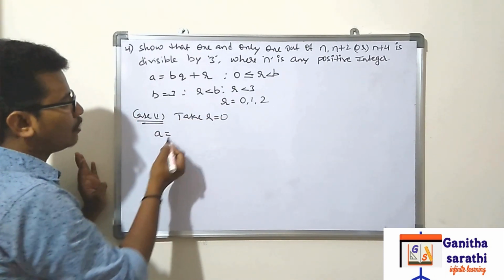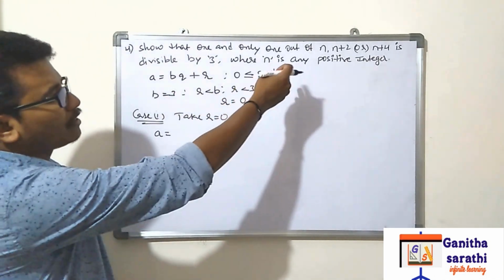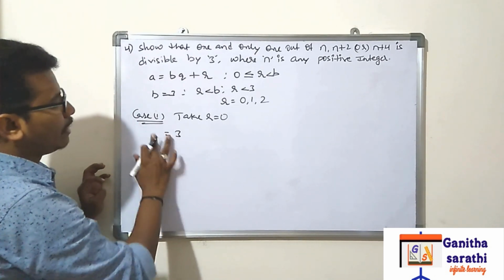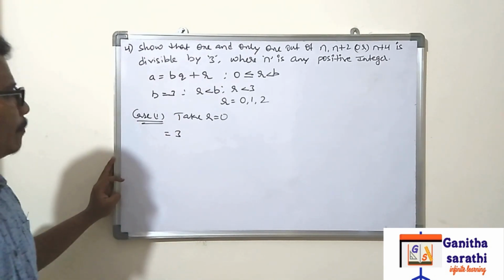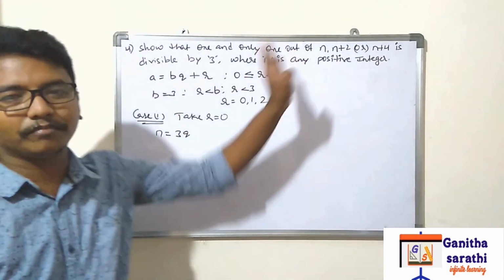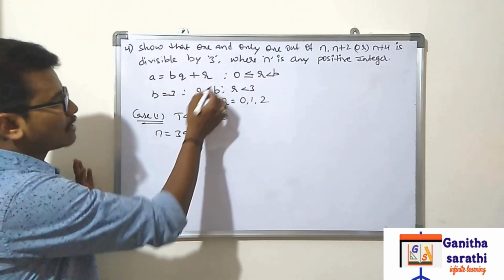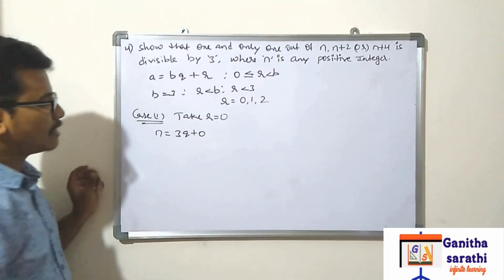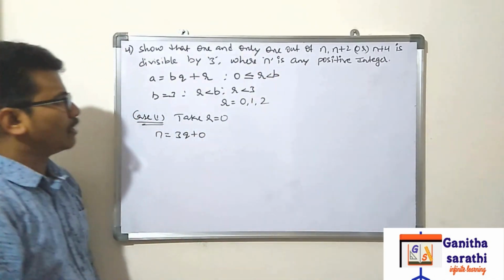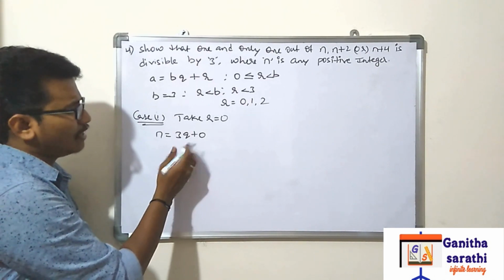a is equal to bq plus r, meaning take the n value. It will be easy for you. He is giving n now, that's why I am taking n. n is any positive integer, so in the place of a, we can take n. n is equal to 3q plus r, and the r value is 0. n is equal to 3q plus 0, means 3q.